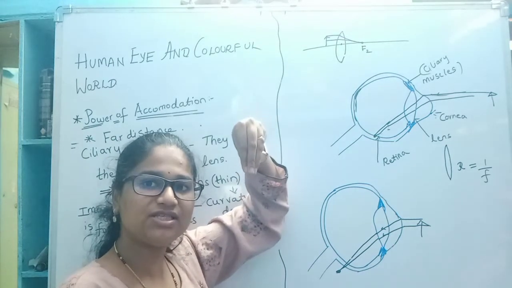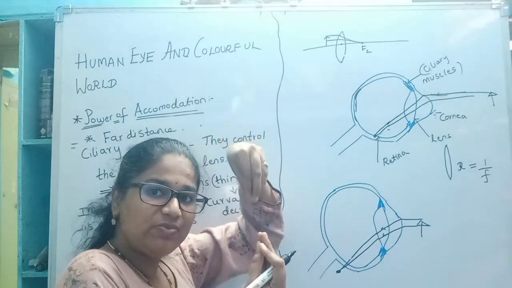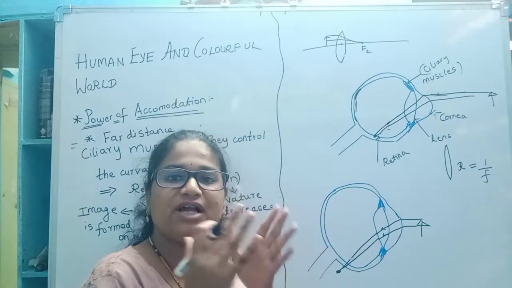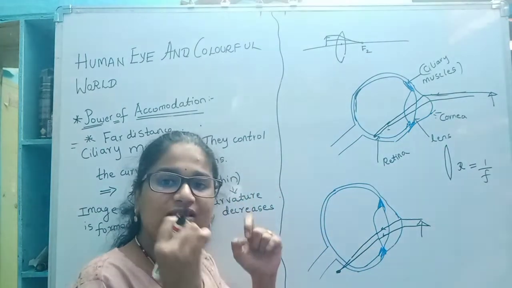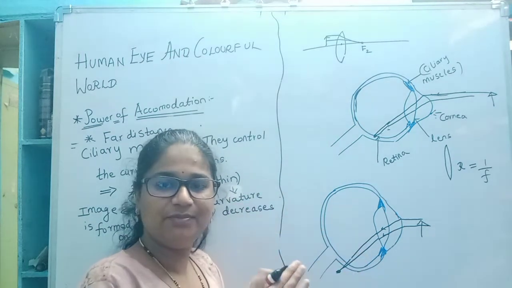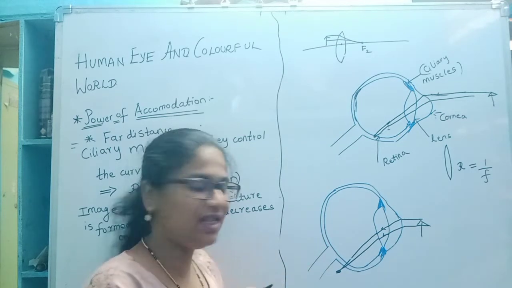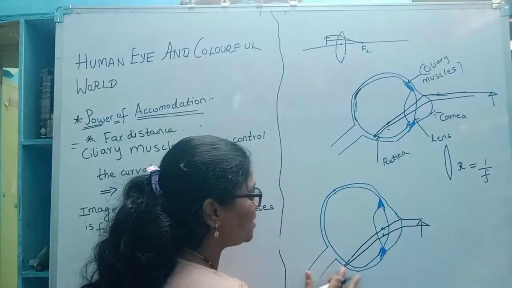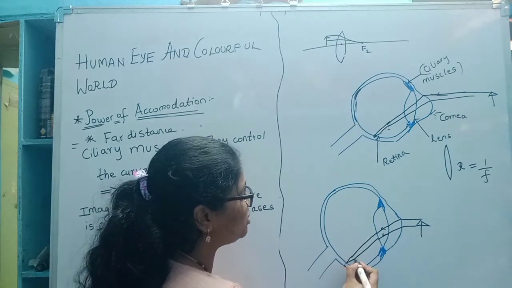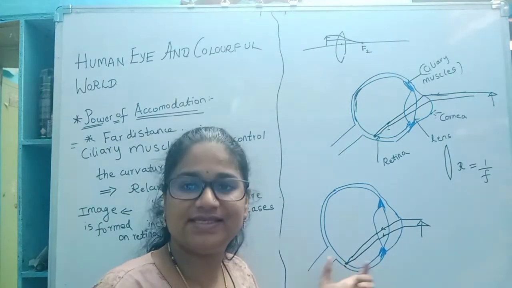But now the ciliary muscles will contract. Contract means the lens will become thicker, right? The radius of curvature becomes more. When the radius of curvature becomes more, the focal length decreases because the radius of curvature is inversely proportional to the focal length. So when the ciliary muscles contract and make the lens thicker, the image is formed on the retina. So the focal length decreases.